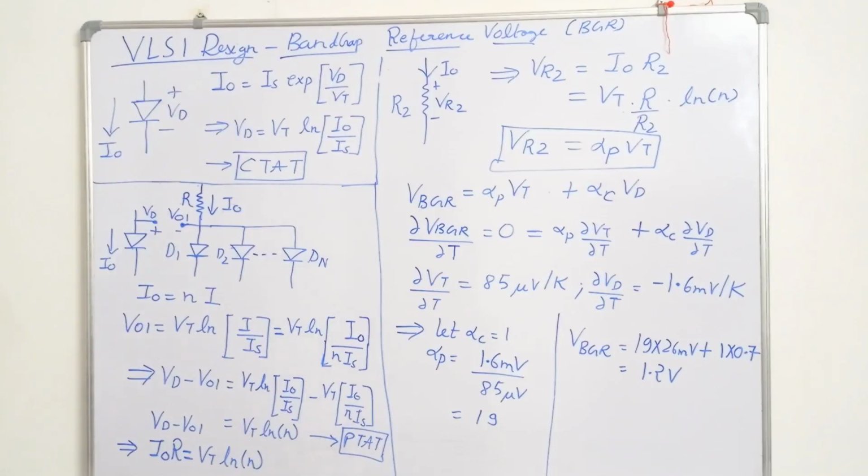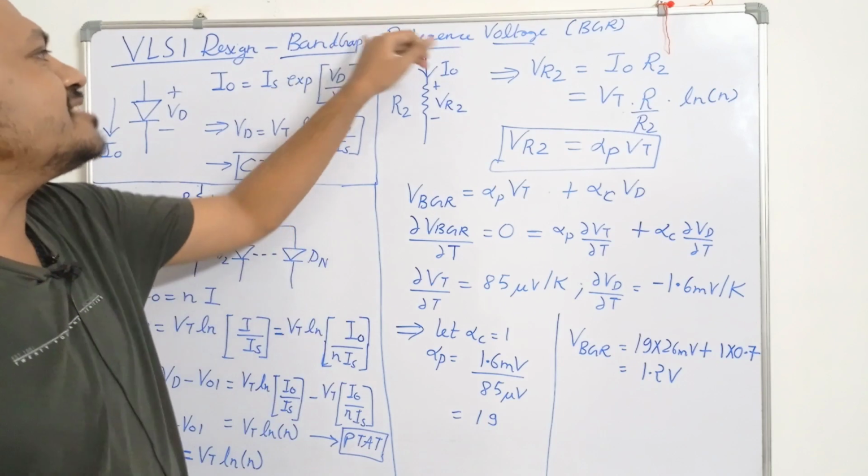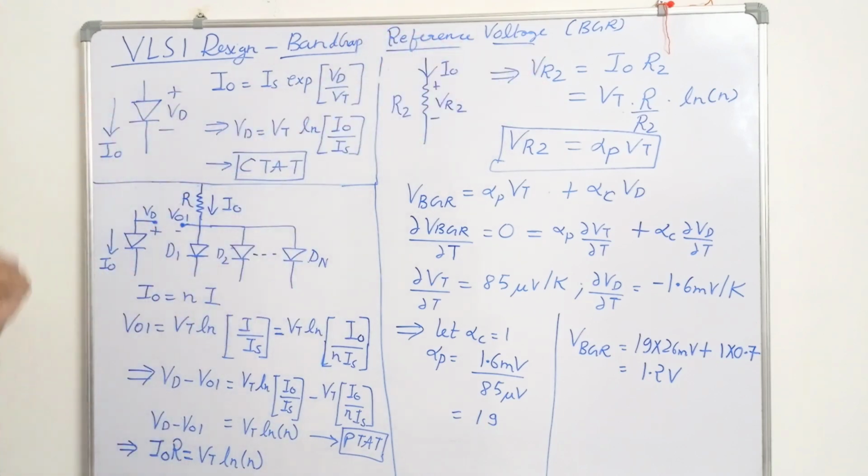Hello and welcome to this video on VLSI design on a very important topic, which is band gap reference voltage design. Some devices have a positive temperature coefficient for voltage, so as the temperature increases, their voltage also increases, and some devices have a negative temperature coefficient for voltage, so as the temperature increases, the voltage will decrease.